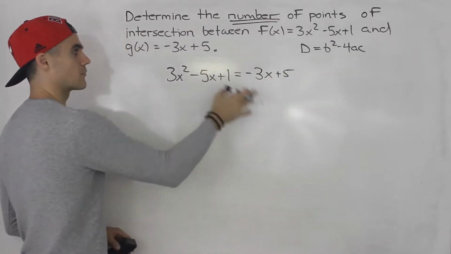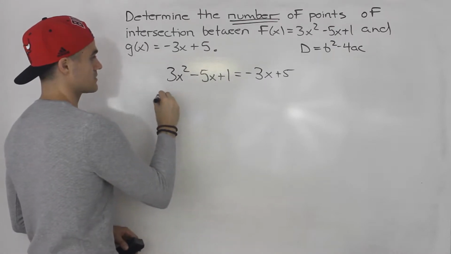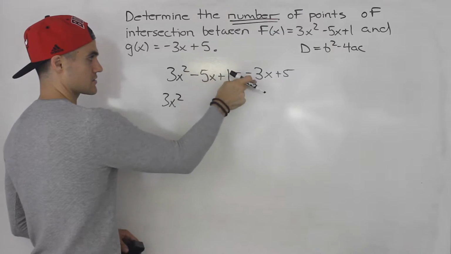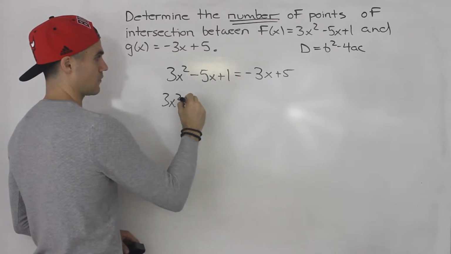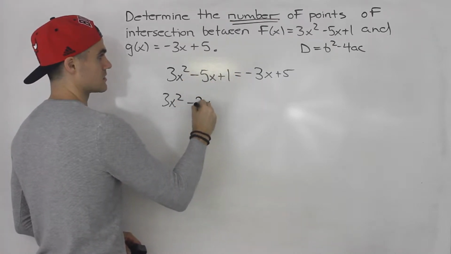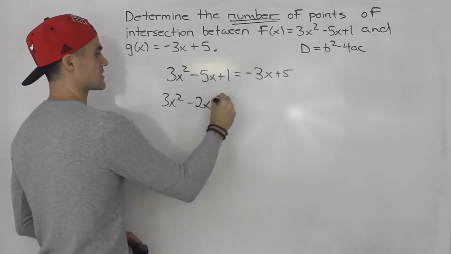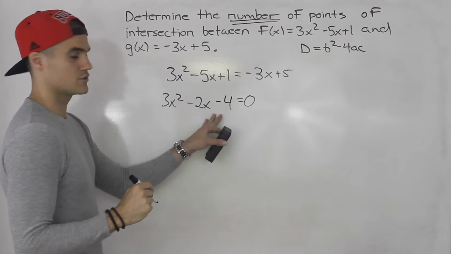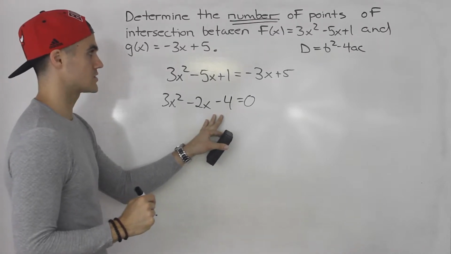The way you could do that, bring everything over to one side, so we'd have 3x squared, negative 5x plus 3x, this turns into a positive when you bring it over, that would be negative 2x, and 1 minus 5 gives us negative 4. That's going to equal 0. Then from here, you just have a quadratic equation to solve.